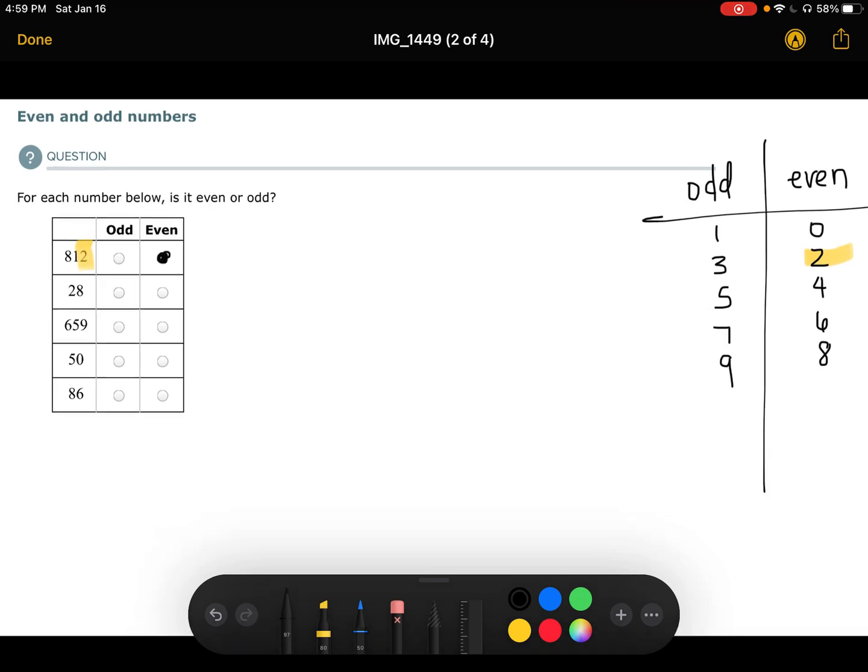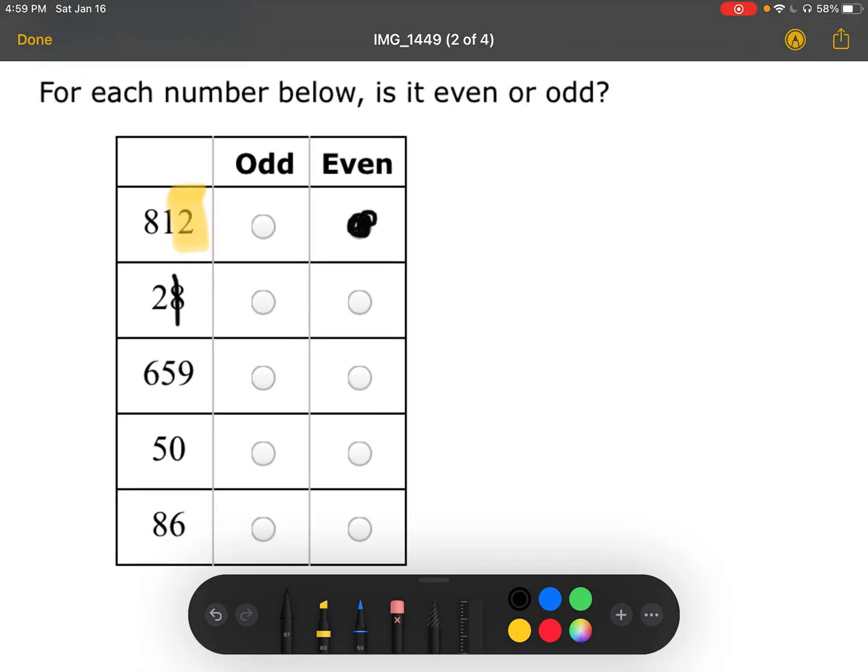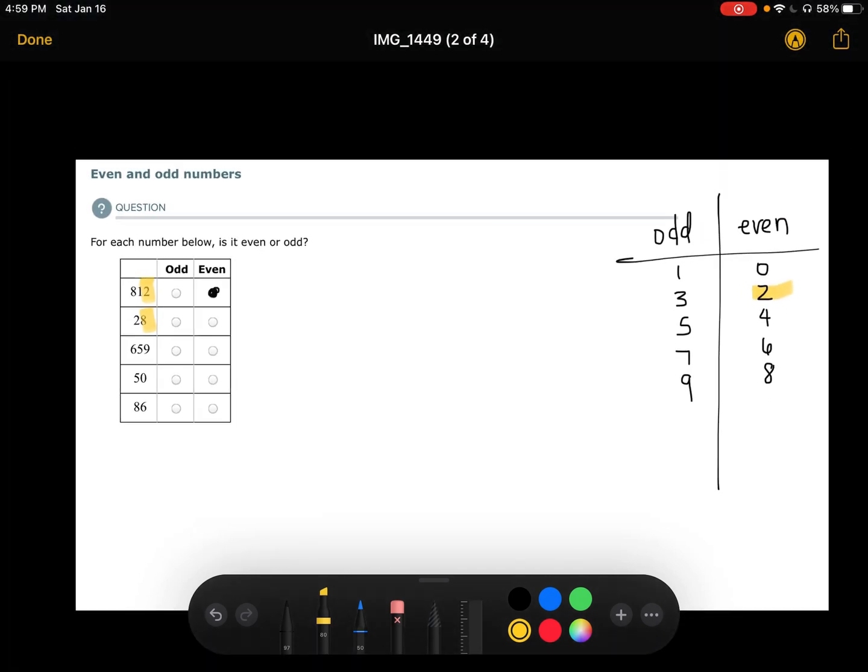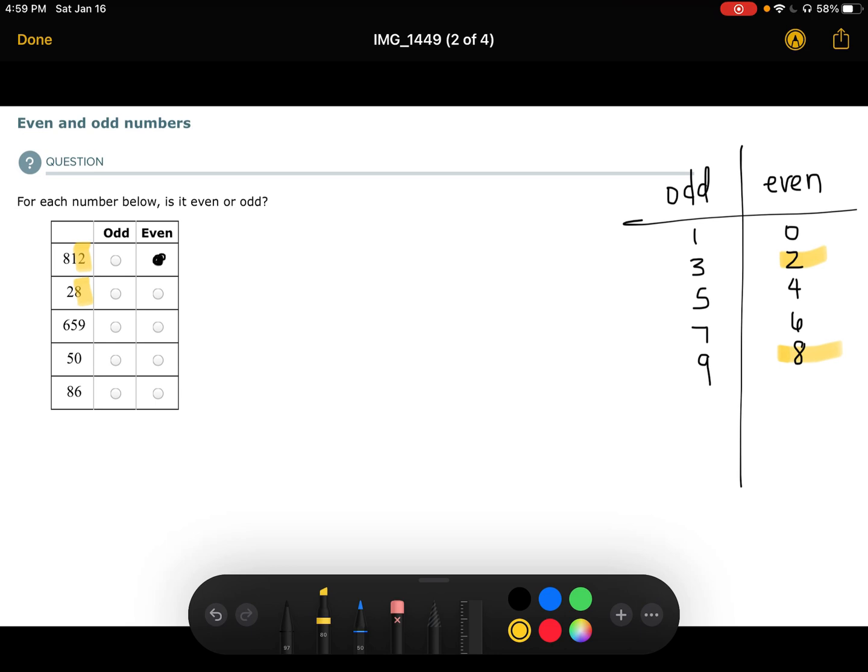So, same thing with the next number. We're going to look at the ending number. Oops, not that. I'm going to get it together today, guys. I promise. 8. So, 8 is over here. That is also an even number.